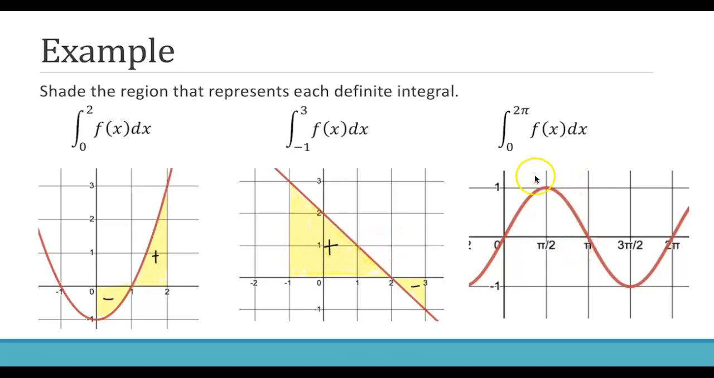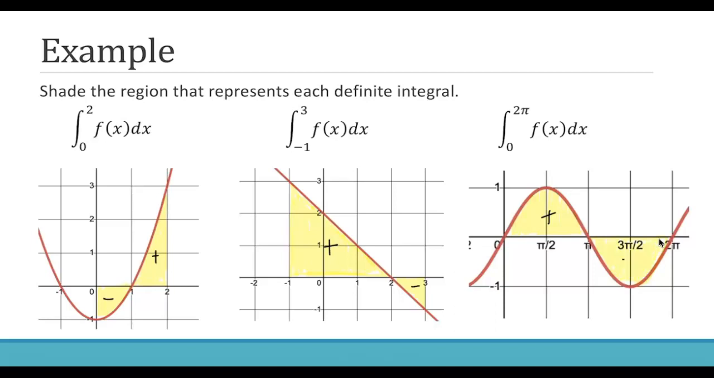Now, for the third example, the integral from 0 to 2 pi of f of x dx, here's our graph. If you recognize it, it's the sine function. So we're going to highlight the area between the function and the x-axis between 0 and pi first. That would be positive area. And then the area between pi and 2 pi, well, that would be negative area. That would be below the x-axis.